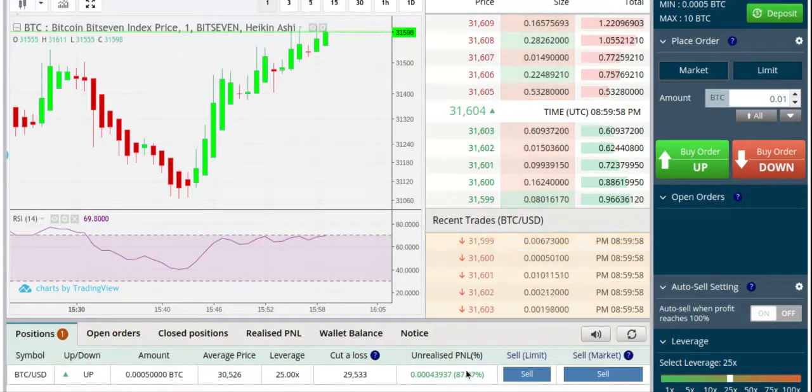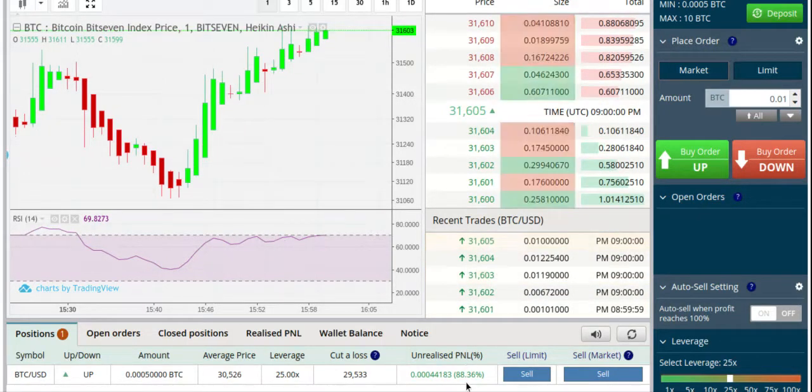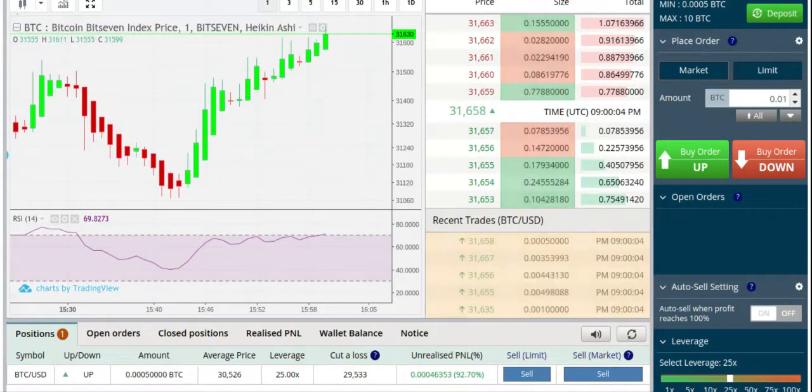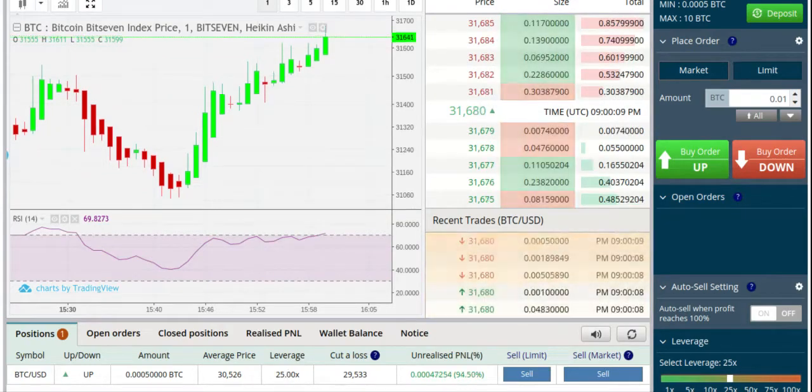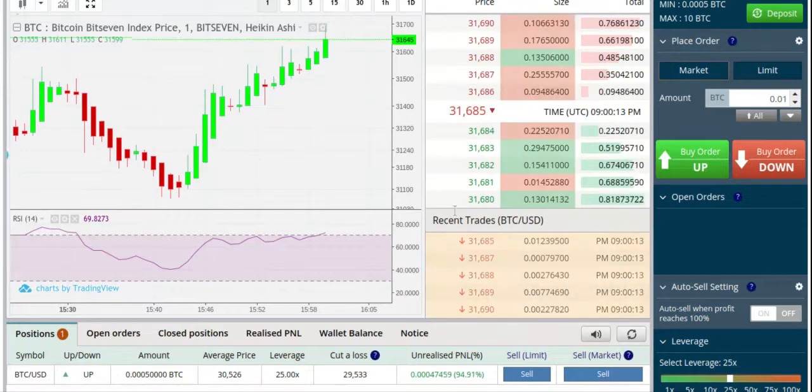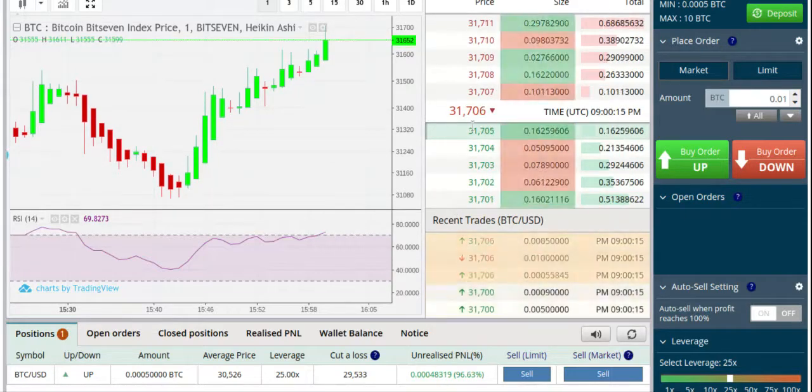Here we are at the 31,600 level right now, approaching the last channel of resistance of our zone, and we are at 88% P&L on a 25x. So what does that mean? That means we are at 25 times the capital that we entered in terms of movement. On this particular trade, we're going to approach that last resistance level.